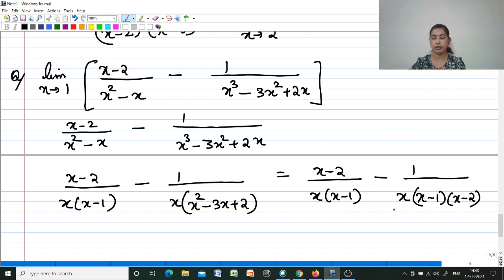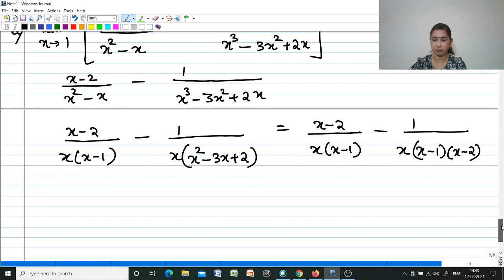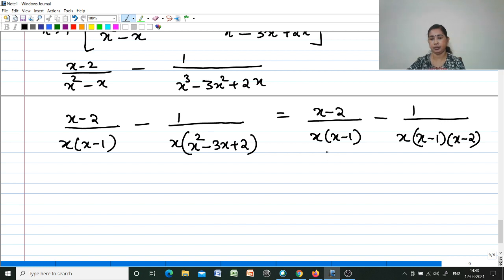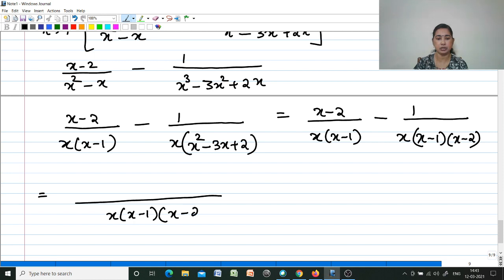Now seeing both the denominators, we can take the LCM. What is the LCM for both? x into (x minus 1) and x into (x minus 1) into (x minus 2). The LCM will be x into (x minus 1) into (x minus 2). So here what should be multiplied? There should be (x minus 2) whole square. Here already one x minus 2 is there. In the numerator and denominator I have to multiply by x minus 2 to make the denominator x into (x minus 1) into (x minus 2), so the numerator is also multiplied.